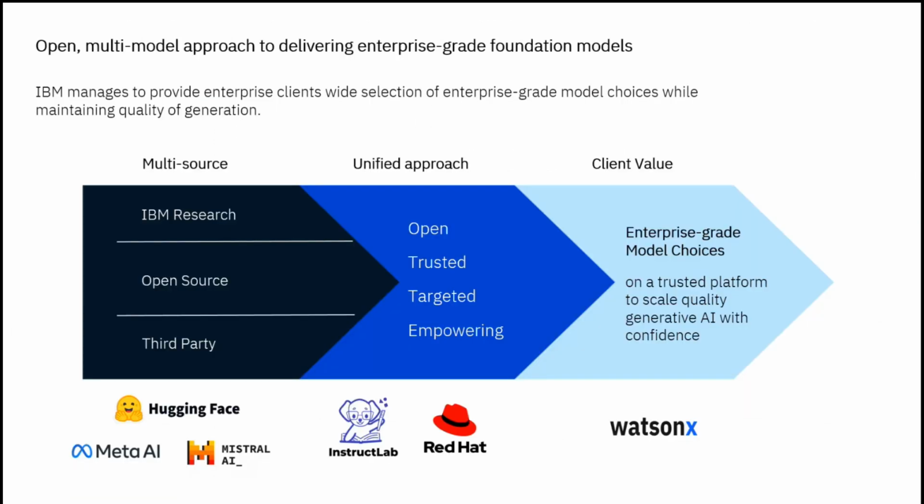IBM builds their generative AI solutions under the four main principles of being open, being trusted, being targeted, and being empowering. You can see many examples throughout the whole tech stack. Being open, there are additional AI and foundation models from the collaborative community of Hugging Face and partnerships with Meta and Mistral. Being trusted and targeted, the last slide was a great example of how the foundation models were trained on trusted enterprise data, but then also targeted for those different business domains. And then overall being empowering, the watsonx platform offers you that full toolkit to scale and accelerate your AI development.